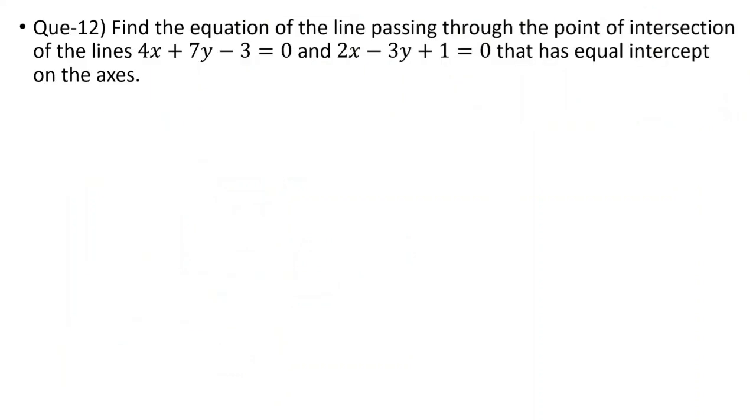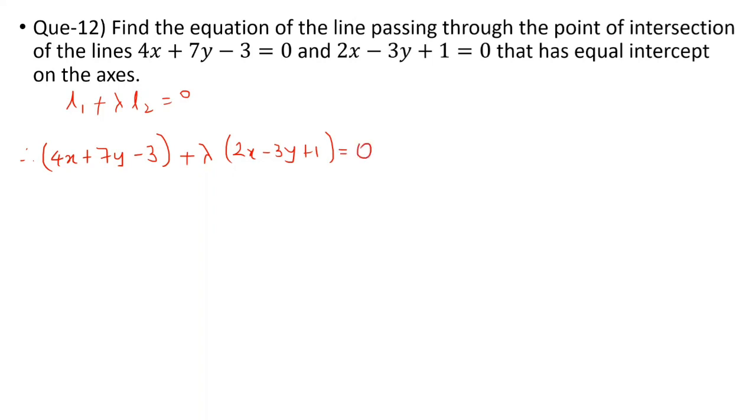Let's discuss question number 12. Find the equation of line passing through the point of intersection of these two lines, and thus has equal intercept on the axis. Again, it is a similar question like the previous one. Equation of line passing through two lines is represented by L1 plus lambda times L2 equal to 0. According to this, let me write 4x plus 7y minus 3 plus lambda times 2x minus 3y plus 1 equal to 0.